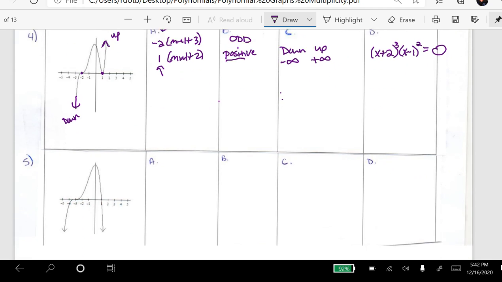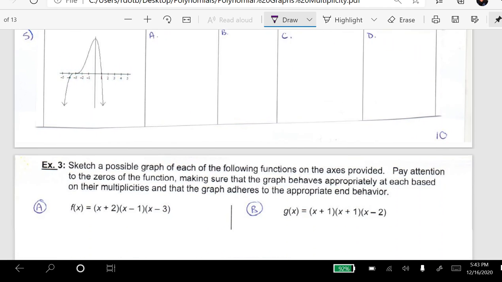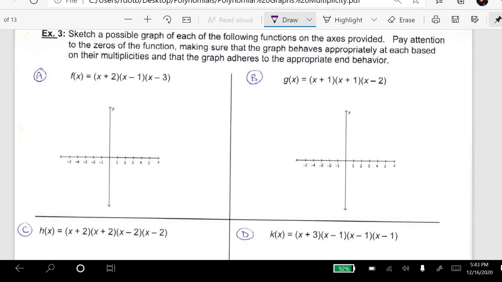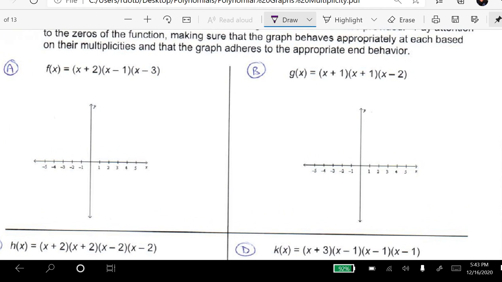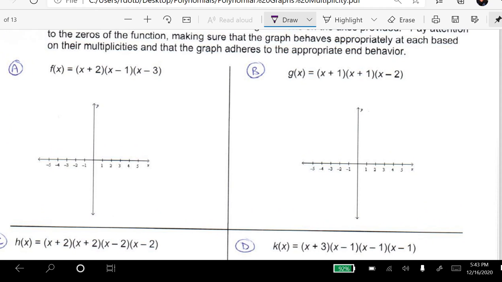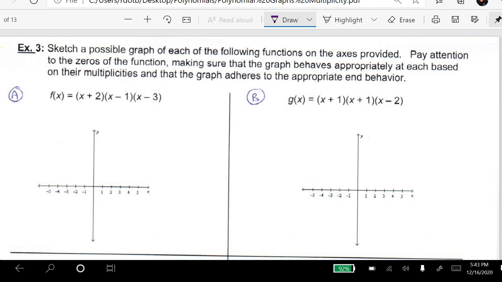All right, going to move down to the next page. And on the next page here, this is page 11, the multiplicity packet. We're going to look at like the first 3 here, and we're going to practice actually sketching the graphs. That's what we're going to be moving towards, actually graphing these polynomials. So this will be our first step towards the graphing, or the sketching. It says sketch a possible graph of each of the following functions on the axis provided. Pay attention to the zeros of the function, making sure the graph behaves appropriately, yada yada.